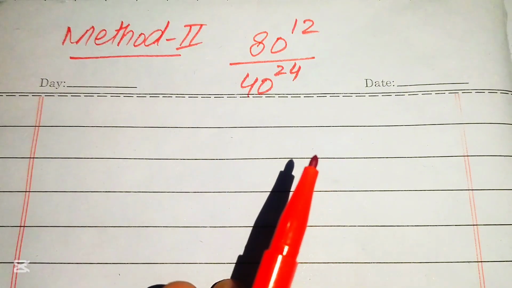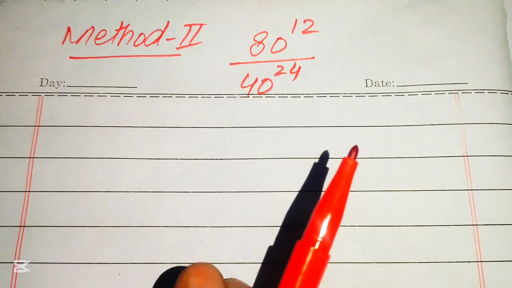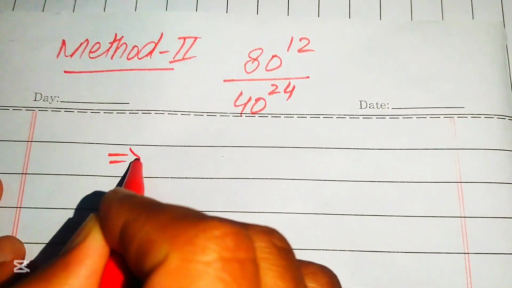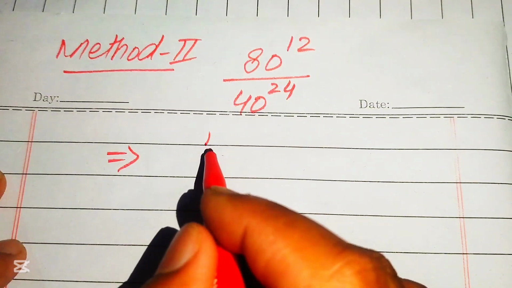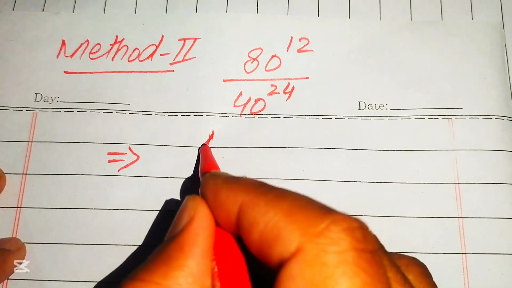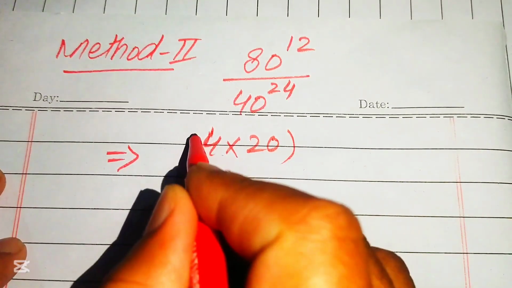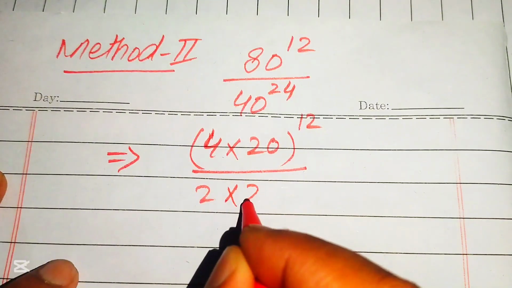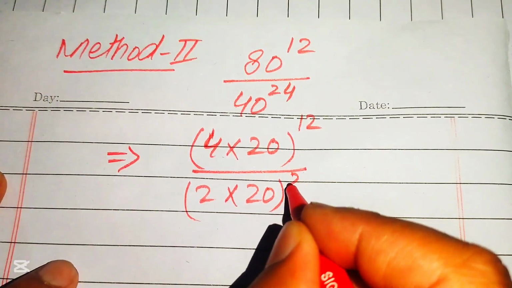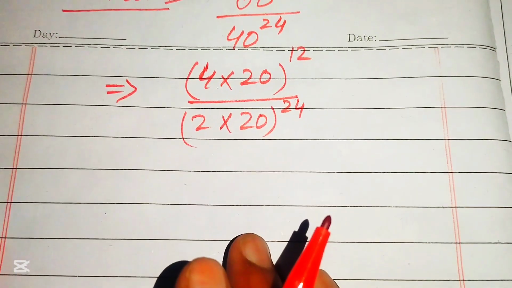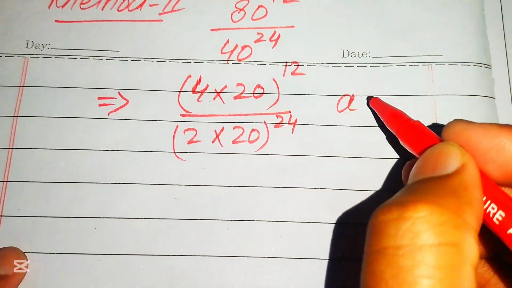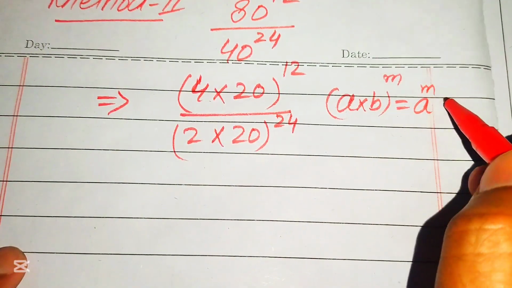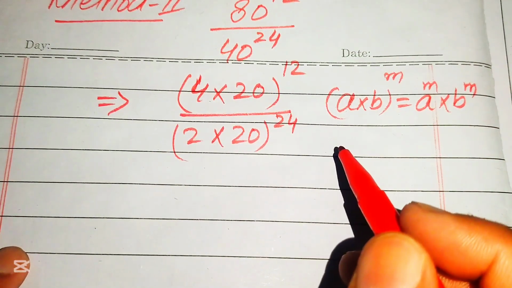So in the second method we again focus on the bases of these terms, and here we break our base: this is 80 and we write 80 as 4 times 20. We know that 4 times 20 becomes 80 and its exponent is 12. Here we have 40 and we write it as 2 times 20 becomes 40 and its exponent is 24. So further we can apply this exponent law. If you have a multiplied by b and its whole exponent is m, it is equal to a to the power of m multiplied by b to the power of m.